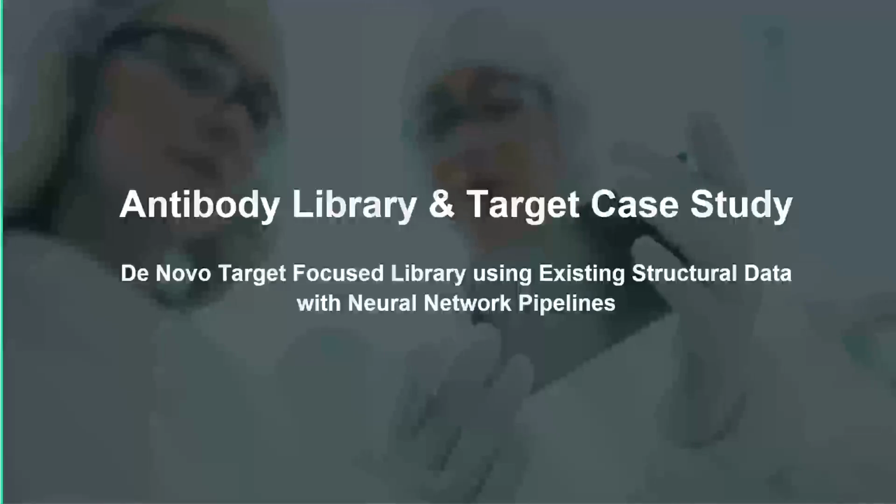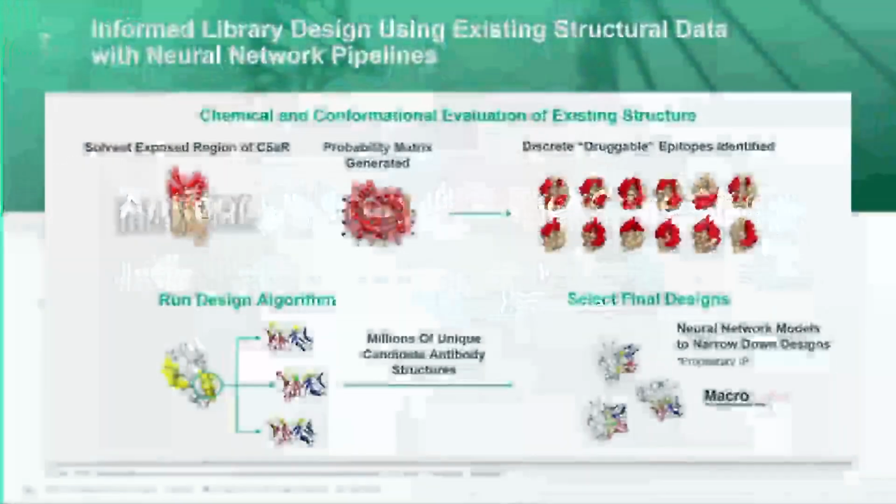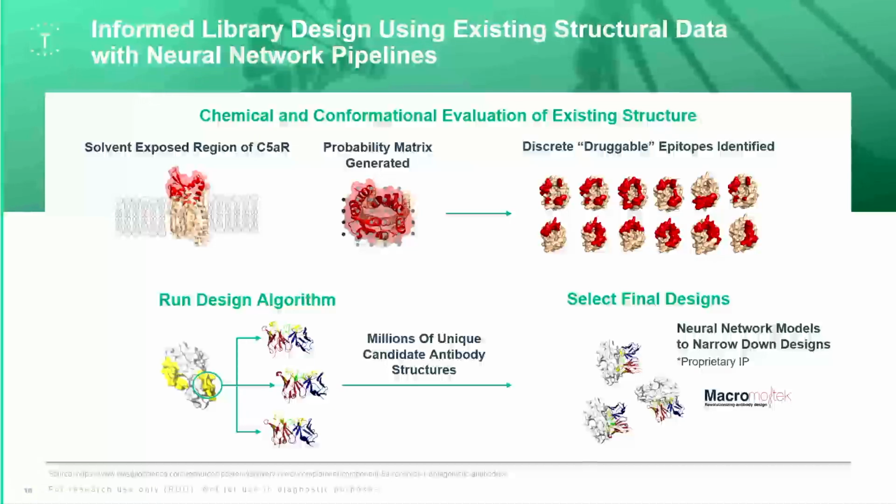So I'm just going to move on and talk to you about a case study where we've built these precision antibody libraries. It was a target-focused library, and we used some existing structural data to build it. This work was done with Macromoltec. It was with a GPCR target, C5a receptor. And what Macromoltec were able to do using existing structural data was identify discrete druggable epitopes and then predict antibody binding sequences to these epitopes.